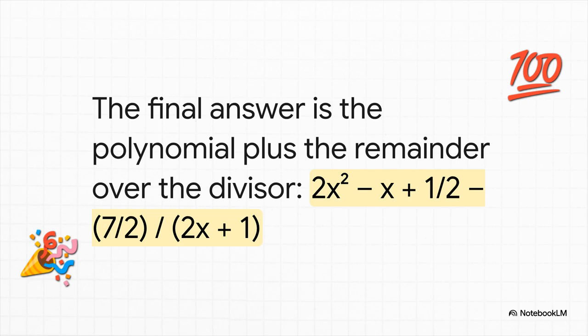And that's it. Our final answer is the polynomial we built up top, 2x squared minus x plus a half, and then we just tack on that final remainder written over our original divisor.